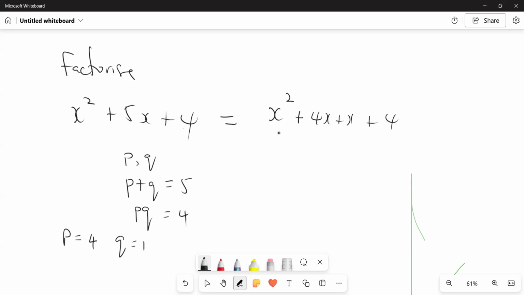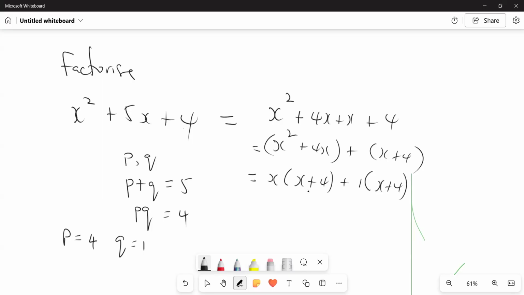Good. So next we could pair them off. x squared plus 4x, put that in a bracket, plus x plus 4, right? And now we can further factorize it. What's common here? x. So we get x plus 4. Down here, what's common? 1. So we get x plus 4. Again, we can further factorize because x plus 4 is common. We can pull that to the front, and put what is in front of the brackets, the common bracket, in one bracket like this, right?